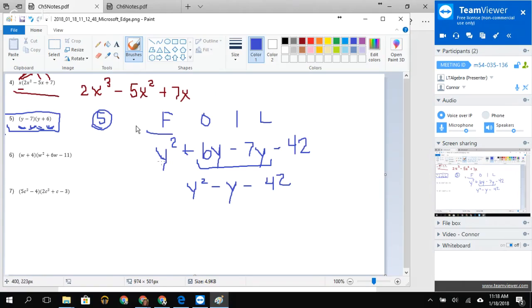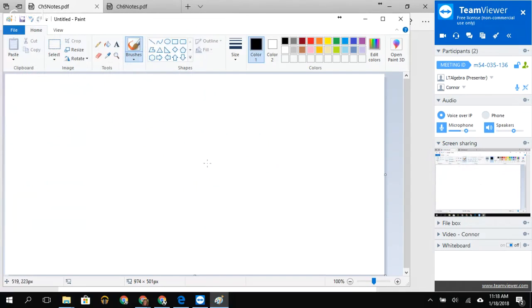I'll write it up on the screen if you don't have it. So 21 is, I'm going to color code it, because why not? 2a minus 3 times a squared, a really big A, minus 10a minus 2.